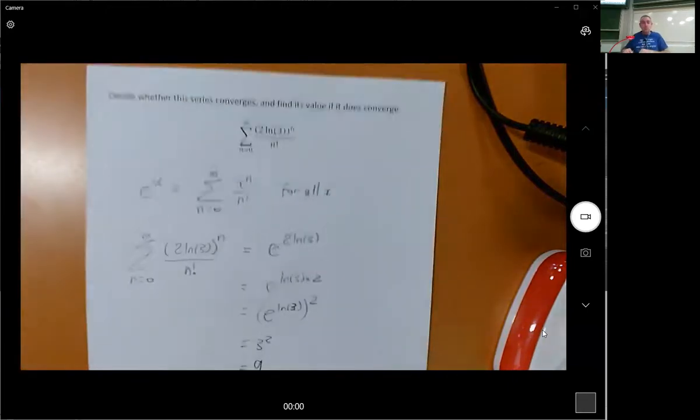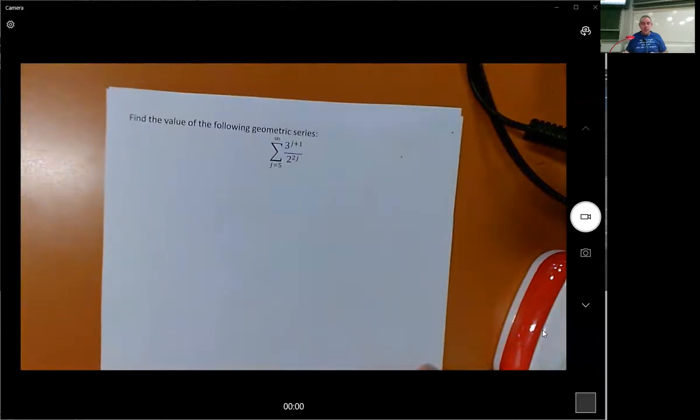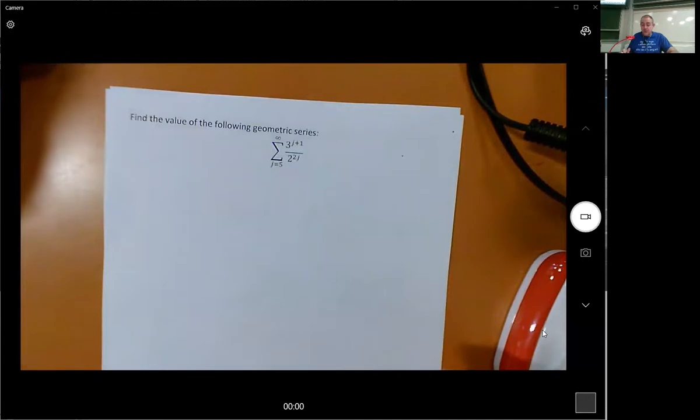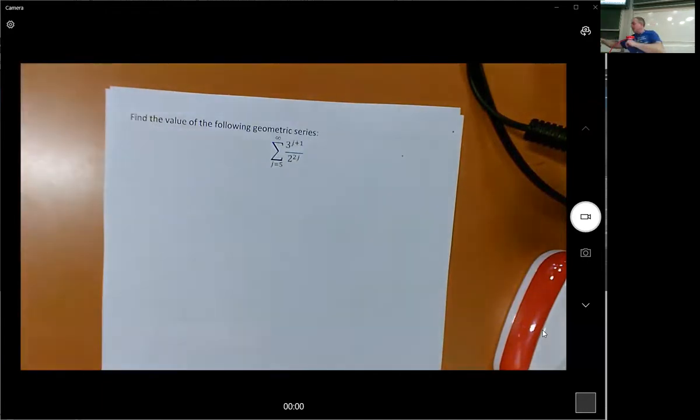All right, cool. Let me have a look at the next one. Find the value of the following geometric series. Okay, they've told me it's a geometric series, which is good. They've told me to find the value, so I'm assuming it converges.